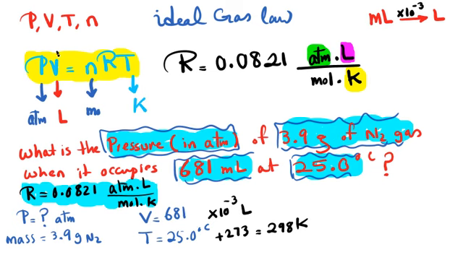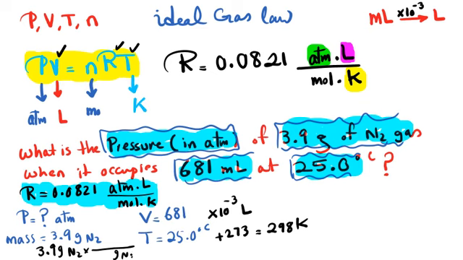So let me check mark: volume, temperature, R. To find P, I need to have n. But n, moles, is not reported here. It says grams, so you need to convert grams to moles. How to convert grams to moles? You need to use one conversion. If we have 3.9 grams nitrogen, multiplied by a conversion factor, I'm going to convert that to moles nitrogen.